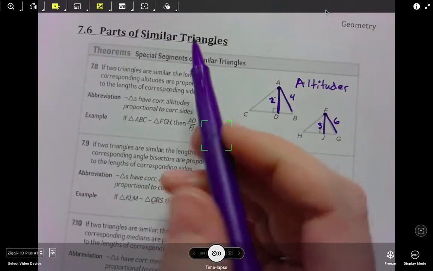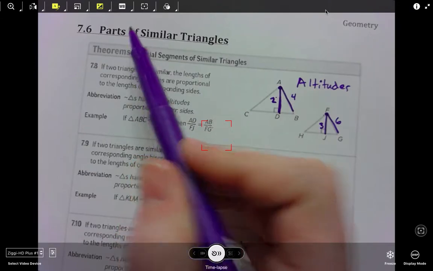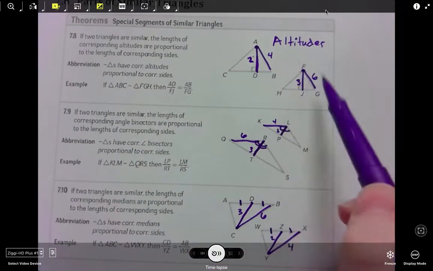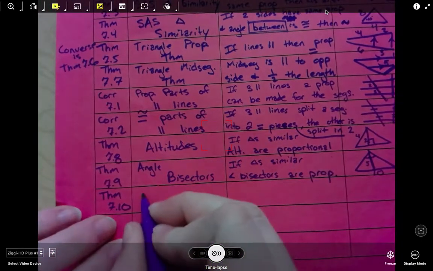This is just talking about parts of similar triangles. Any of the parts, the altitudes, the angle bisectors, the medians, will have the same proportion as what any of the sides of the triangles have, right? So this one is for medians.